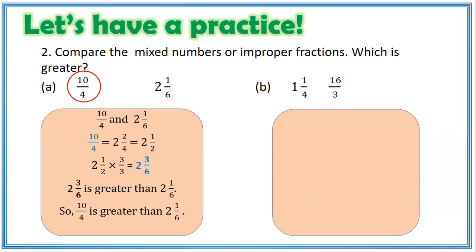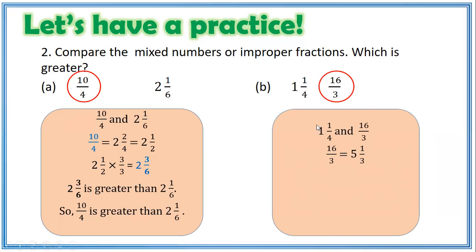Which is greater? Is it 1 and 1/4 or 16 out of 3? What is the answer? All right, so how did you get it? So here, we change the improper fraction into a mixed number. And 16 out of 3 is equal to 5 and 1 out of 3.